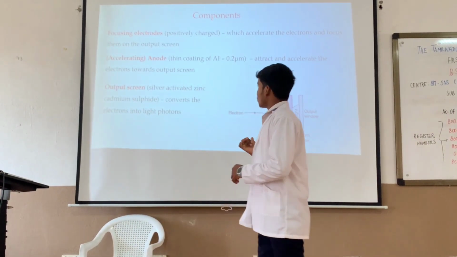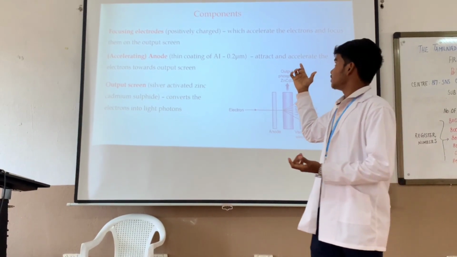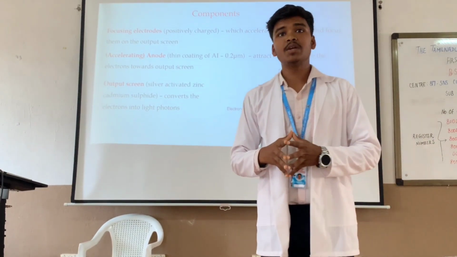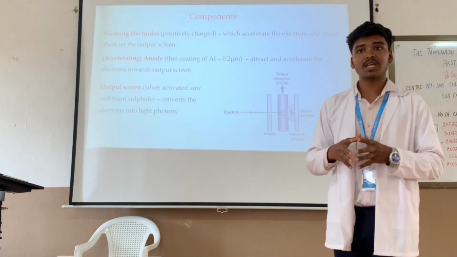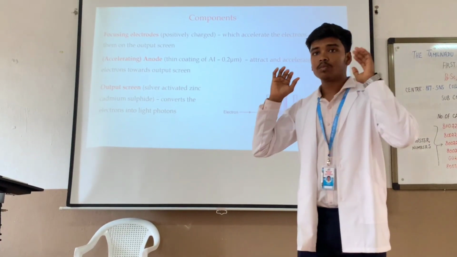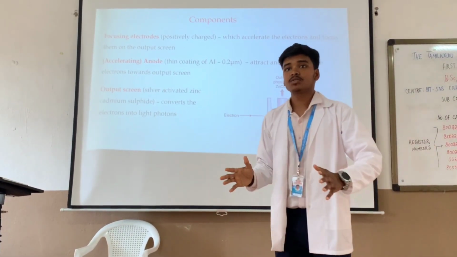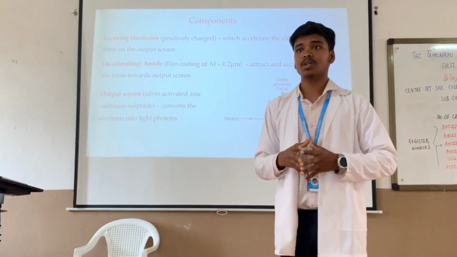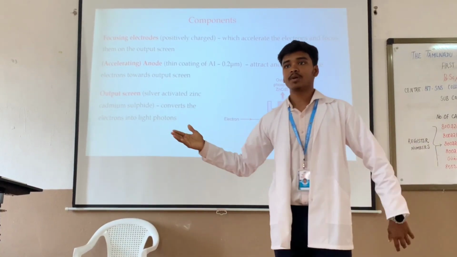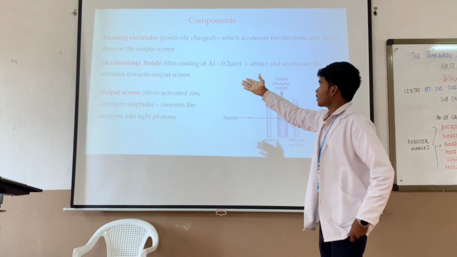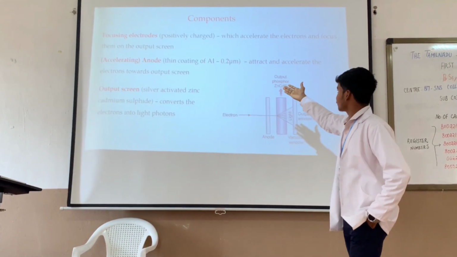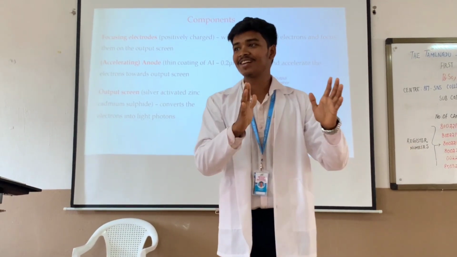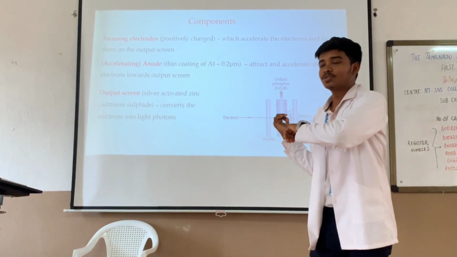So coming to the next component, the focusing electrode, which is positively charged. You have to give a constant power supply to the focusing electrodes in order to accelerate the electrons towards the anode. Only if you give a constant power supply will it accelerate and move the electrons. Then the accelerating anode, which is made up of aluminum, attracts and accelerates electrons toward the output screen.